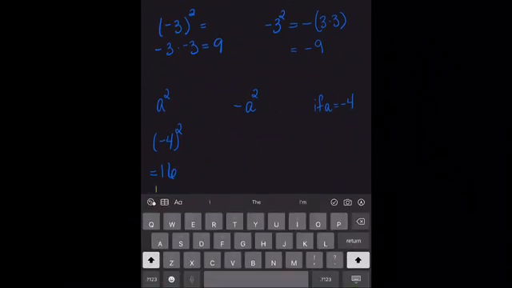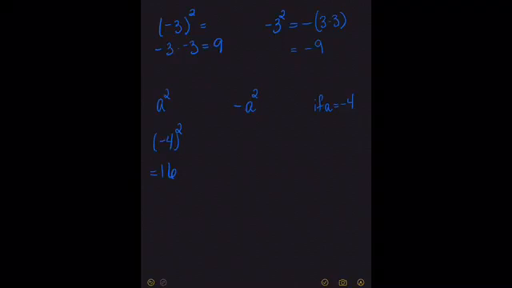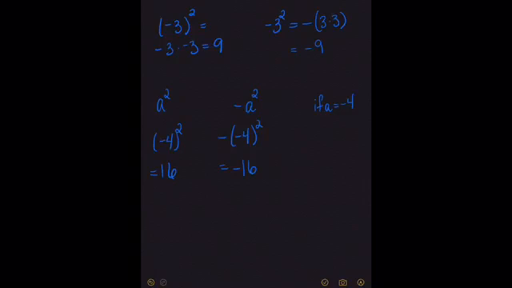In the second example, we have the opposite of a squared. Well, we know that a squared is 16, so the opposite of that would be -16, but let's write it out. It would be the opposite of (-4) squared. So it would equal -16. I would like for you guys to do the rest of those practice problems on your own.